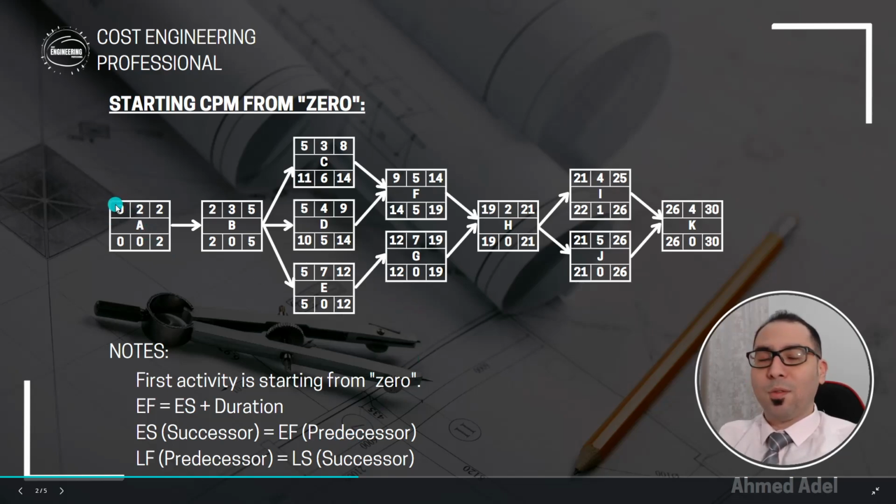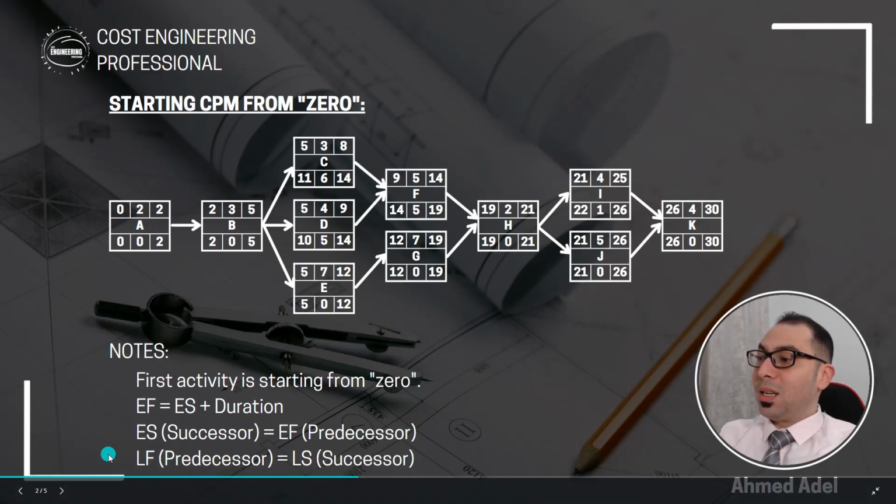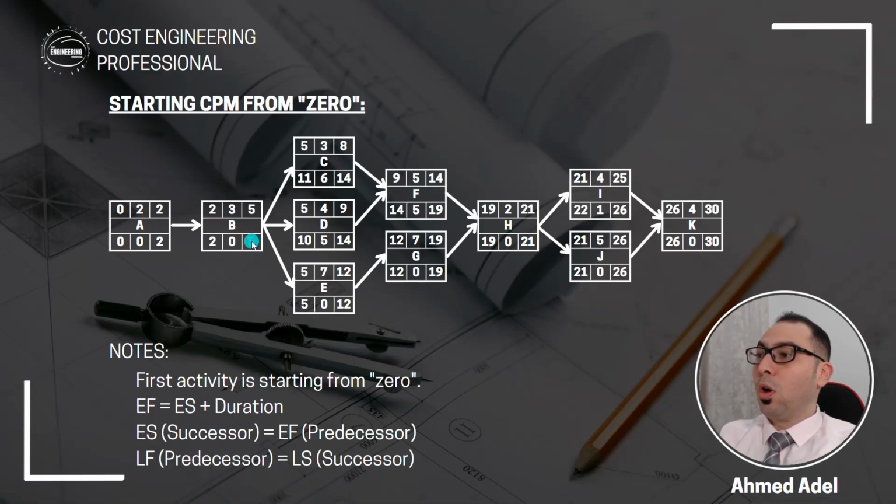When you are starting from 0, when we start from 1, it will be different. And we will see that now. Again, the fourth point here is the late finish of the predecessor is equal to the late start of the successor. So late finish of the predecessor, where is the late finish? This is the late finish of the predecessor is equal to the late start here of the successor.